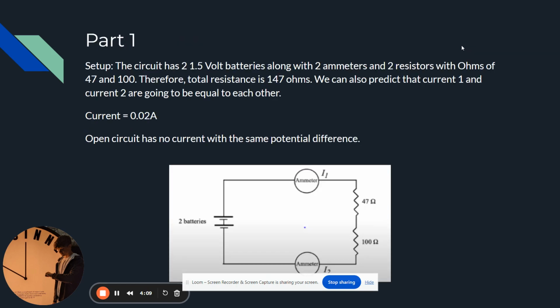So for Part 1, the setup looks at having a circuit with two 1.5 volt batteries along with two ammeters and two resistors with resistances of 47 and 100 ohms. Therefore, total resistance is going to be 147 ohms. We can also predict that current 1 and current 2 are going to be equal to each other. The current calculated is 0.02 amps, and an open circuit has no current with the same potential difference.